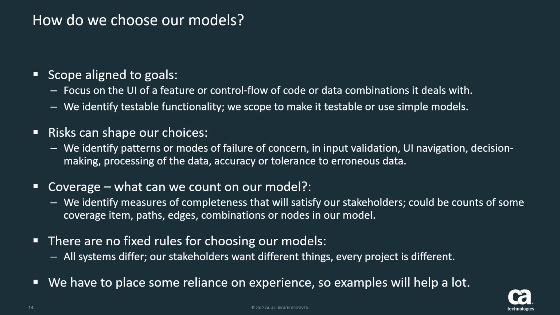If we can count paths or edges or combinations of nodes in our model, we can measure coverage in a more systematic way. Now, overall, there are no fixed rules for choosing our models. All systems differ, every stakeholder group is different, they want different things, and every project, of course, is unique. There are no hard and fast rules for choosing our models. But it's clear that the dimensions that I've tried to talk about in terms of scope and inclusivity of coverage, these are the things that determine how we choose our model.